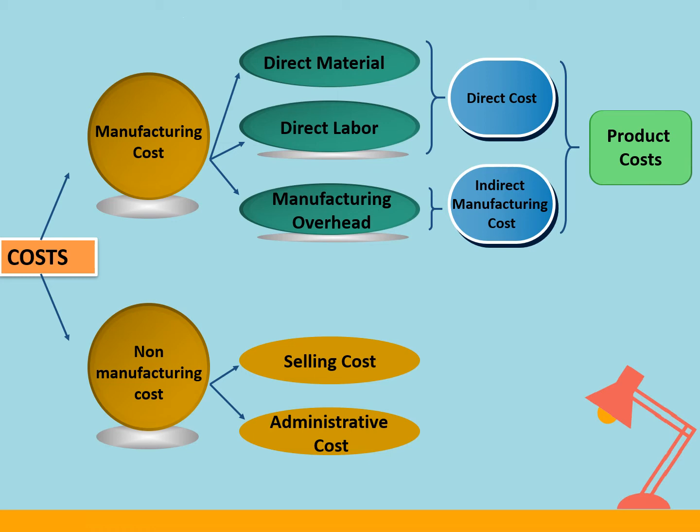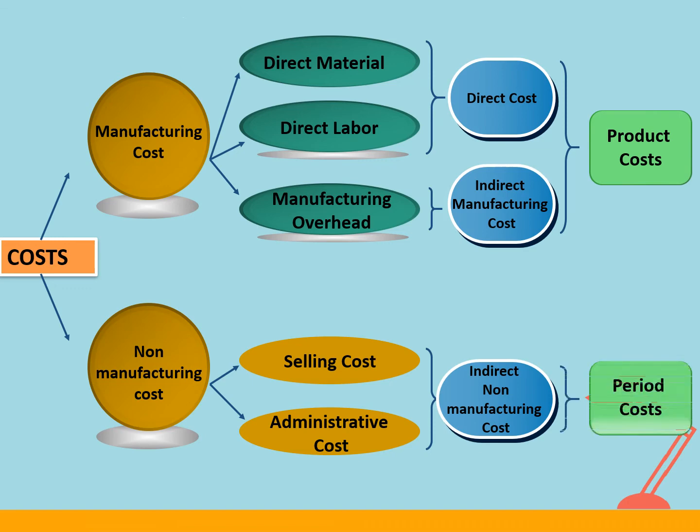Both direct costs and indirect manufacturing costs are known as product costs. Meanwhile, selling costs and administrative costs are indirect non-manufacturing costs. They are also known as period costs.